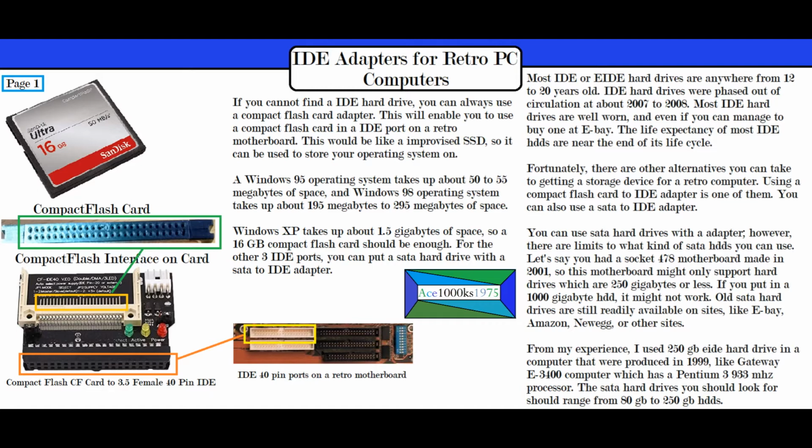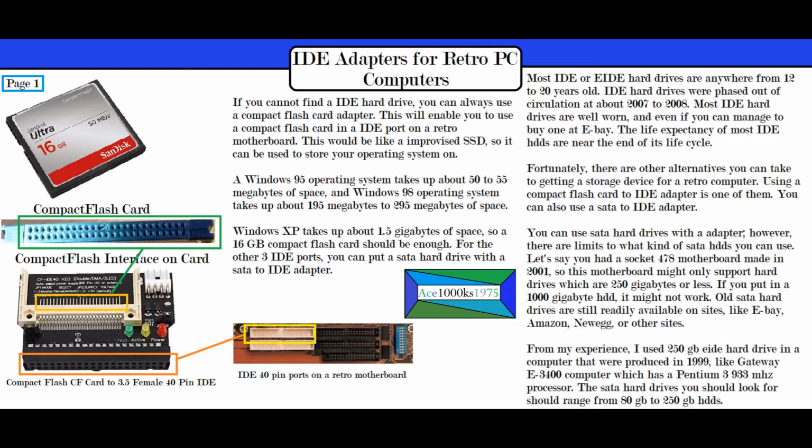A Windows 95 operating system takes up about 50 to 55 megabytes of storage space, and a Windows 98 operating system takes up about 195 megabytes to 295 megabytes of storage space. So having a 16 gigabyte compact flash card would be more than enough for installing Windows 95 or Windows 98. You shouldn't have a problem with it.